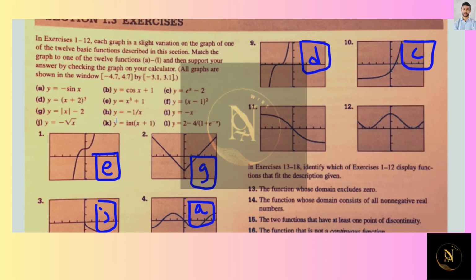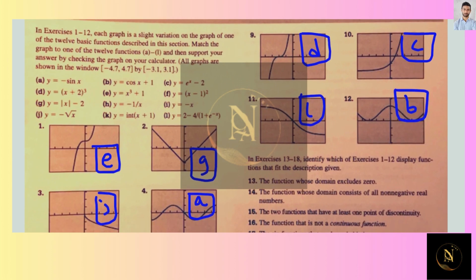11 looks like a cube root function, which I don't see. And so that must be L. And then we have a cosine function, because it starts at a maximum. That would be a positive cosine, so that would be B.